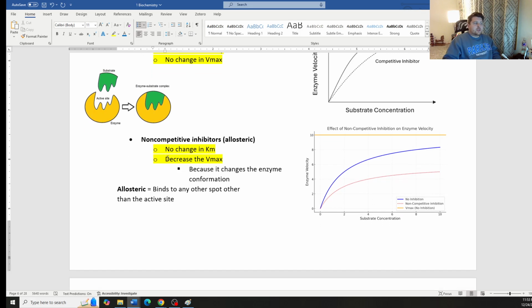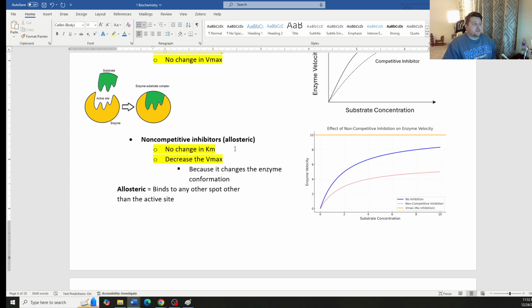So in this one, there actually is no change in the Km because it's not necessarily changing the affinity, it's just changing the shape so that the substrate can no longer bind. As well, this is going to decrease the Vmax because it's changing that enzyme's shape.